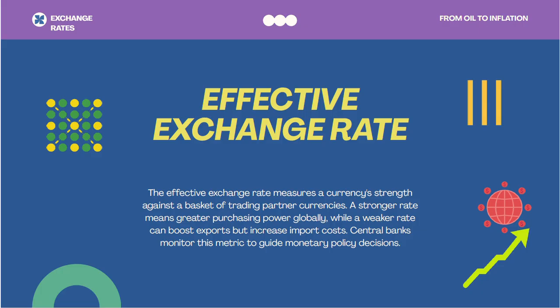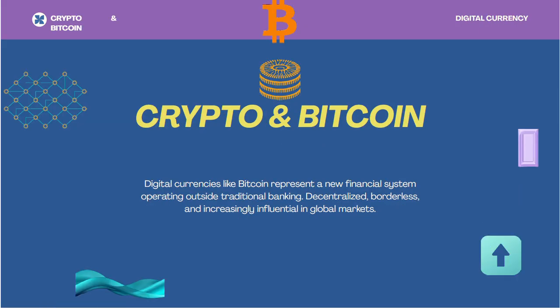Now let us go into a modern element, that is crypto and Bitcoin. Alongside traditional systems, digital currencies like Bitcoin are emerging. They are emerging because they are decentralized, they are volatile, and they are influenced by global liquidity.